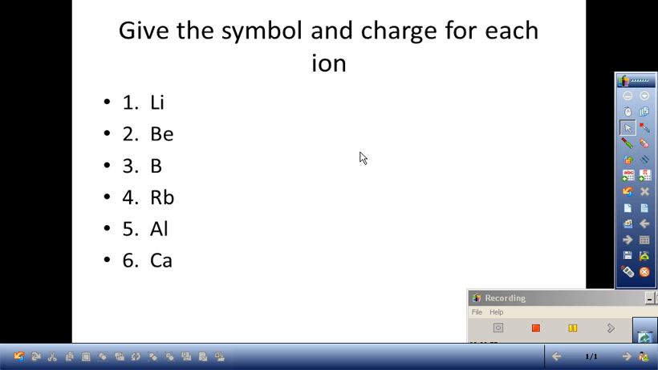Alright, so on your paper right now, these are groups 1, 2, and 3. Write the formula and the charge for each ion. Go ahead and pause the video and start it again when everyone's done.